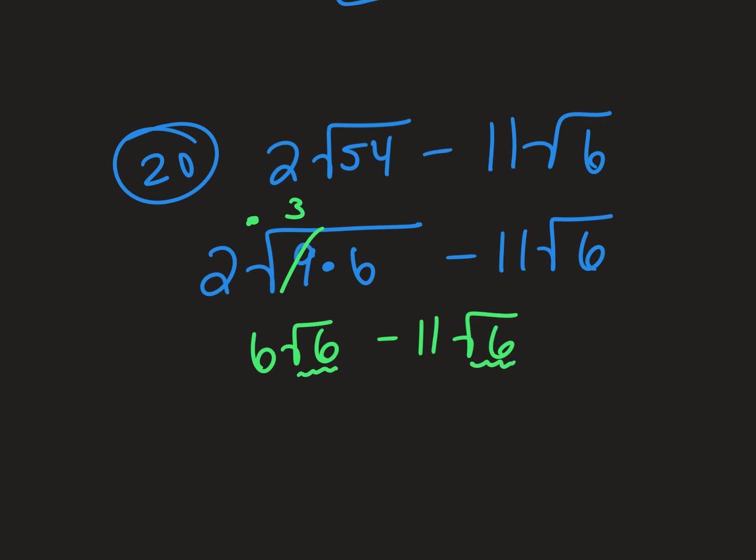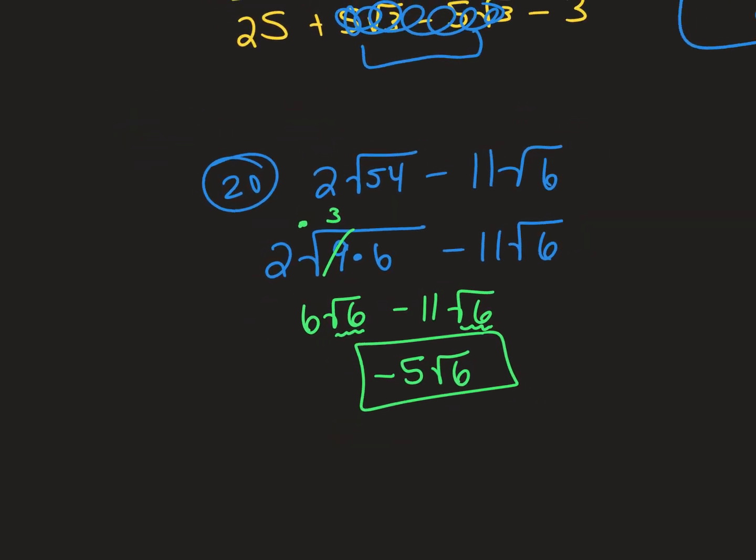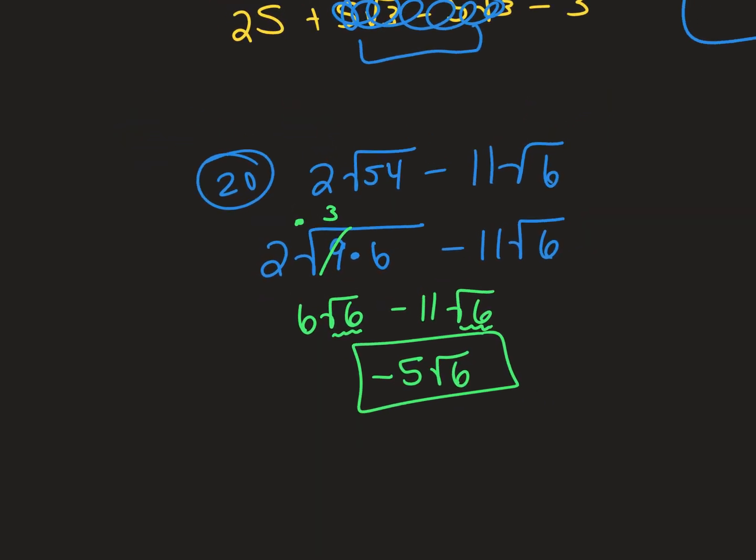They're both like terms. I have 6 of something, and I'm taking 11 away, so that gives me what? What's 6 minus 11? Negative 5 square roots of 6. Good, very good, guys. Very good, very good.